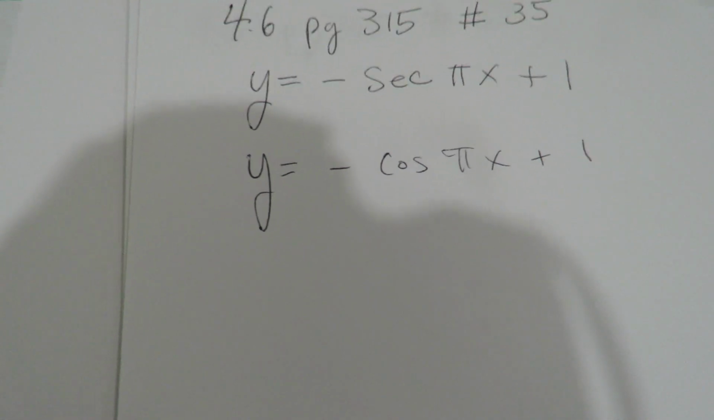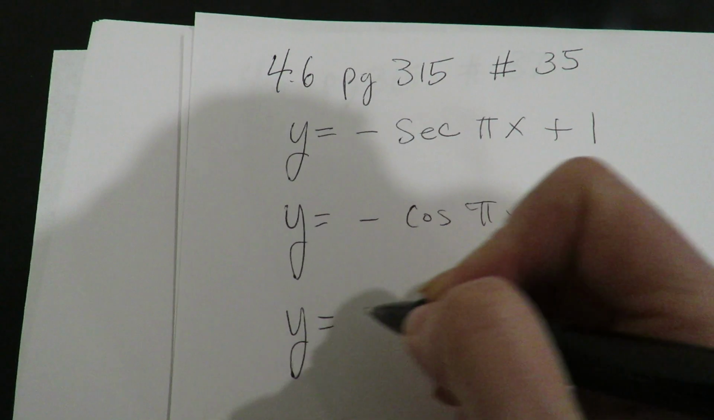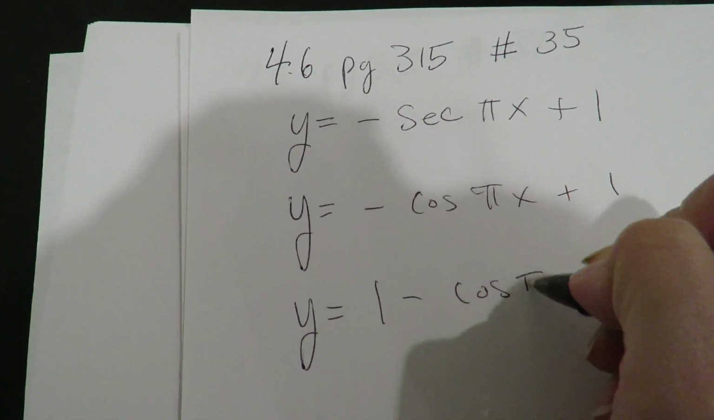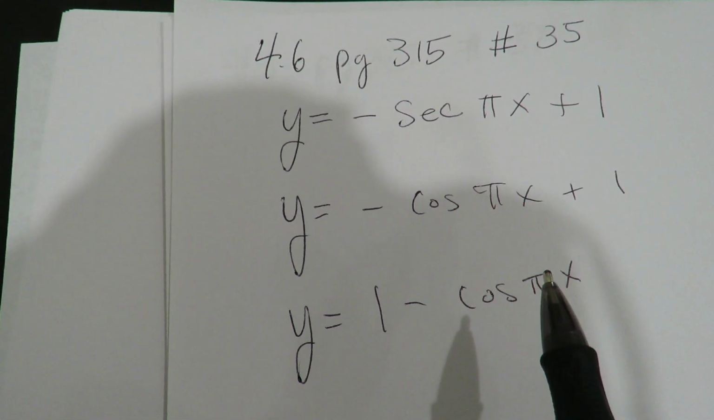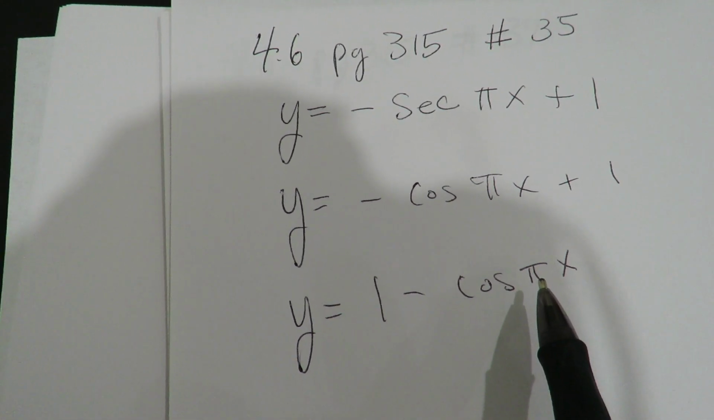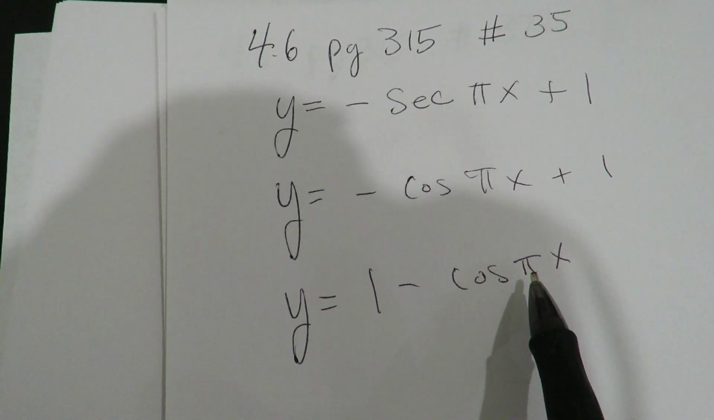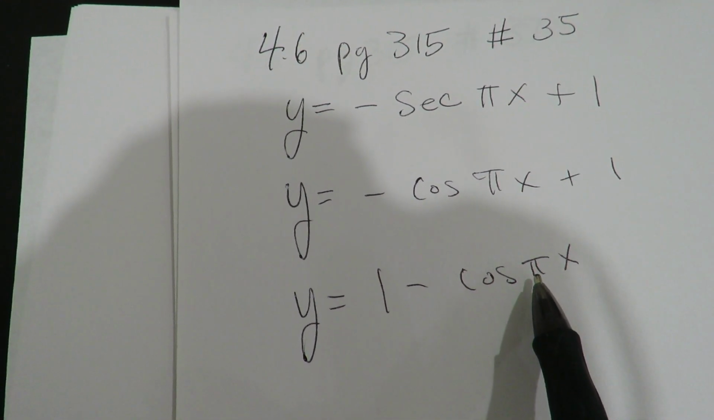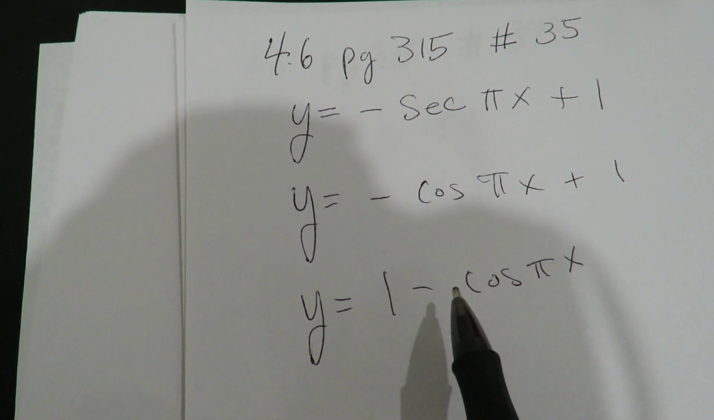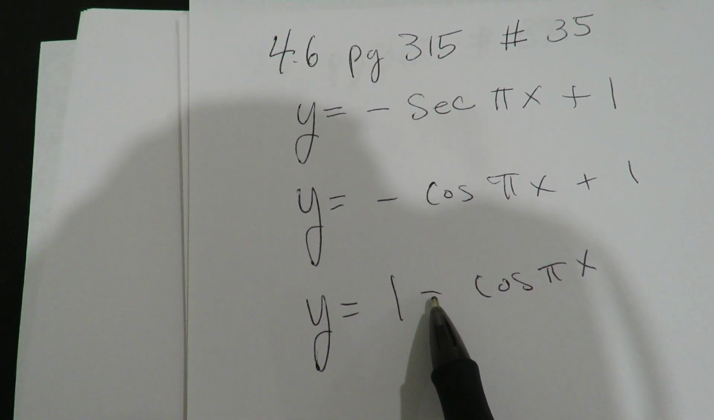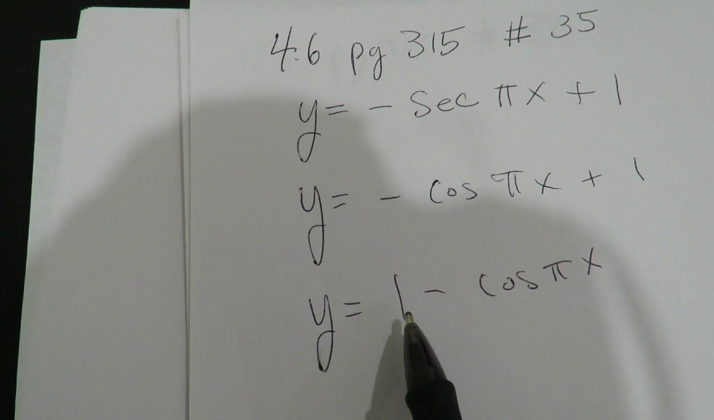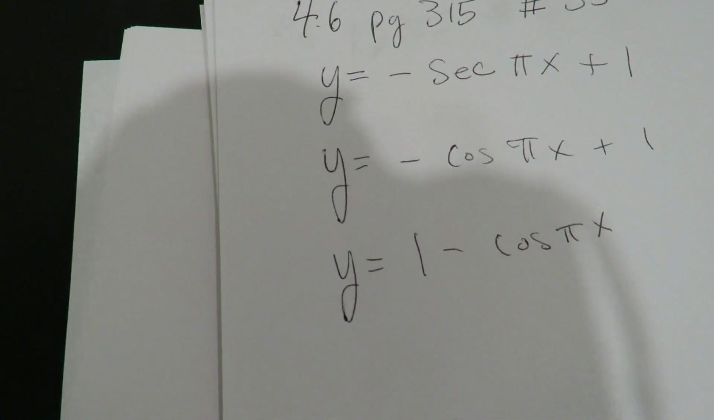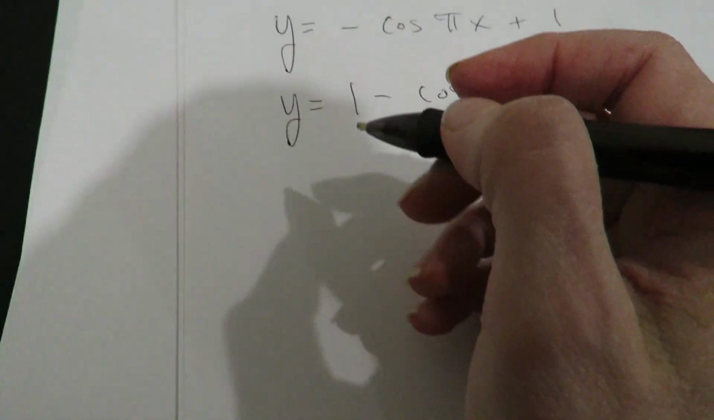Okay, so you have to be able to read this. I'm just going to rewrite it a different way because some people don't read this correctly. I'm just going to put the 1 in front so people read it better that way. Okay, so this graph is stretched horizontally. That pi means it's stretched horizontally. This negative means it's reflected over the x-axis. This one means that it's pushed up one vertically. So I'll draw the standard table for the cosine.